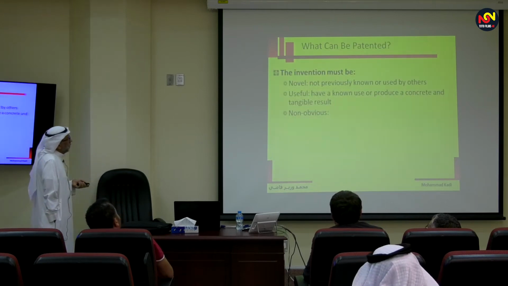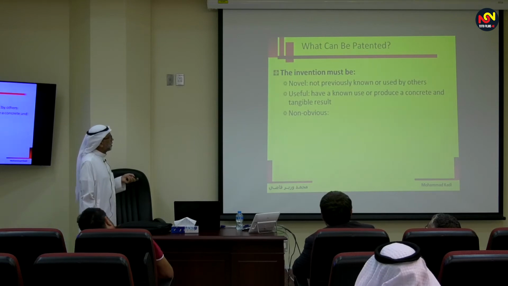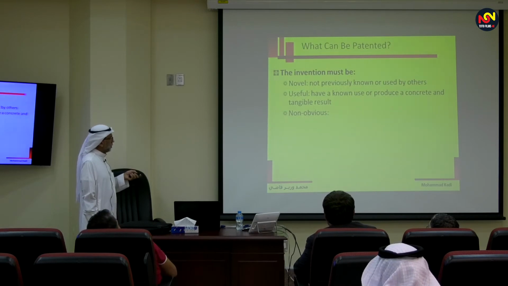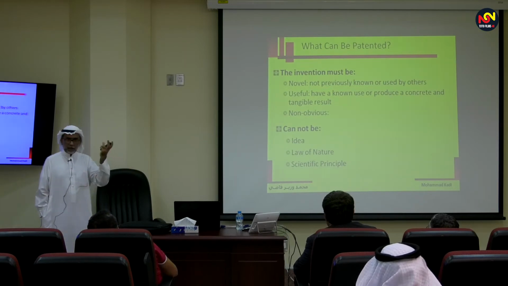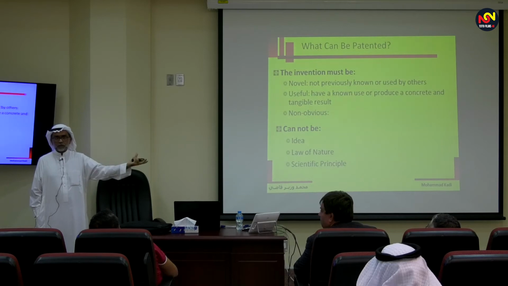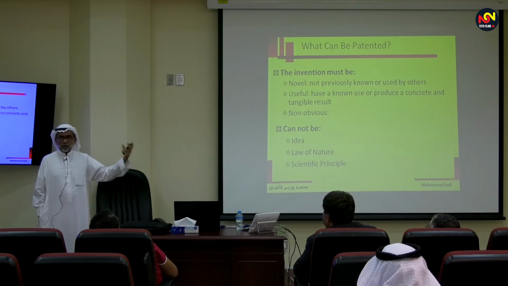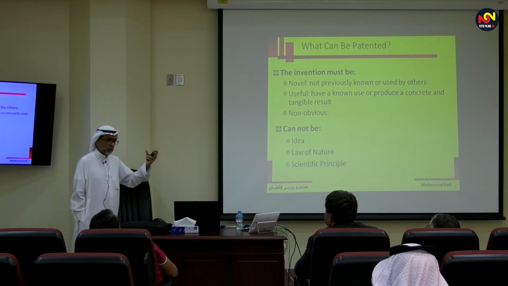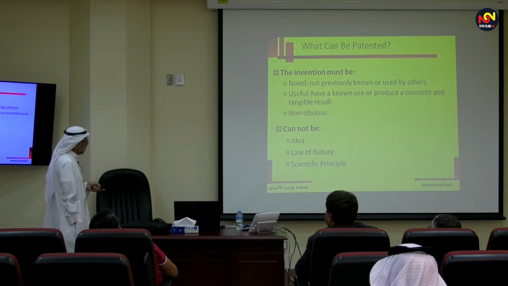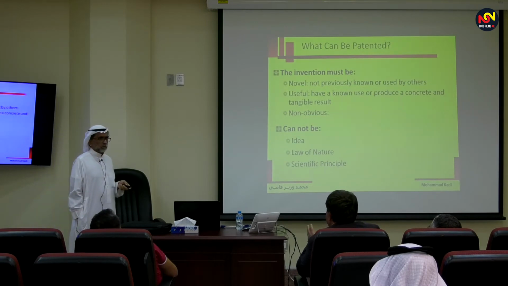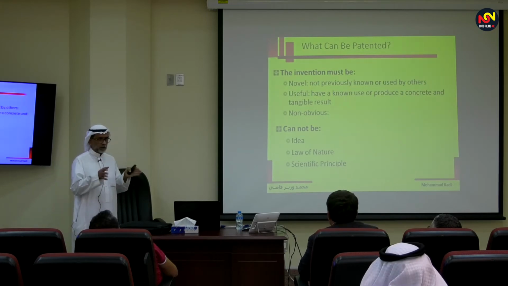Okay, what can be patented? The inventions must be novel, useful, and non-obvious. I don't want to go into explaining this. It cannot be only an idea, but you have to connect the idea to a tangible product, or a product that can be produced. You don't have to produce it physically, but you have to prove that a tangible product can be produced from this idea. But the patent itself is intangible. I mean, you don't have to actually produce the invention.